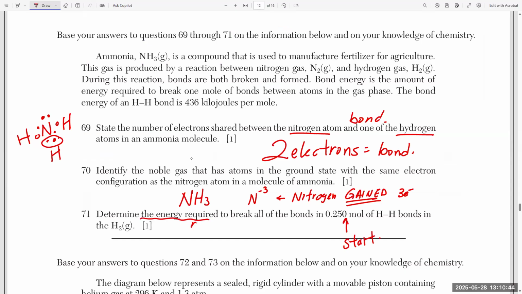Determine the energy required. This is our end. And we need some sort of a ratio because it's dimensional analysis. Ready? Look at that. It's right here. Do you see that? Energy per mole. So that's all we have to do. Let's go set it up, right?